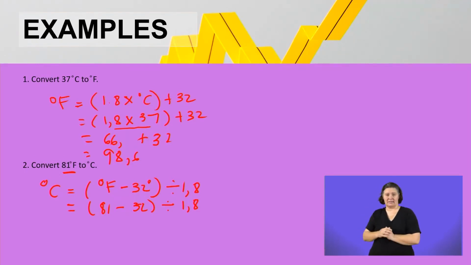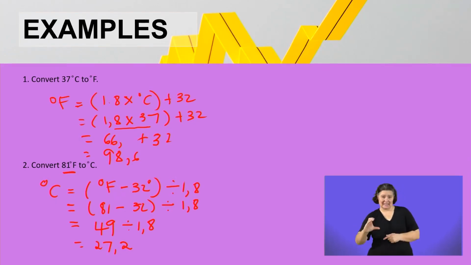Right? So if I look at this, 81 minus 32, that should give you 49. Thereafter, I say 49 divided by 1,8. And that should give you an answer of 27,2. And that will be 27,2 degrees Celsius.